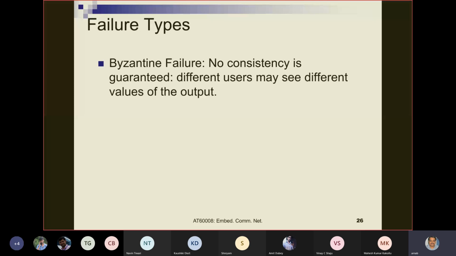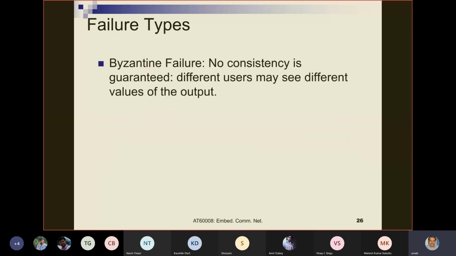Let us go to something different now. Till now we have mostly seen permanent failures, in which when a system fails, it crashes. We are saying that when a system fails, it produces no output, or it produces consistent incorrect outputs to everybody. The first one is called a fail stop system. What is a fail stop system? When the system crashes or fails, no output is produced.